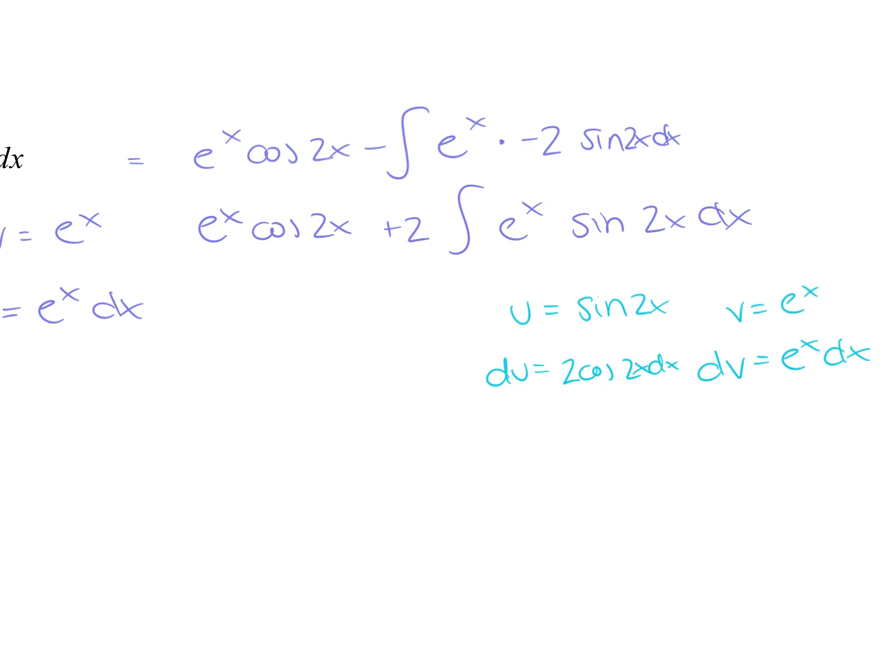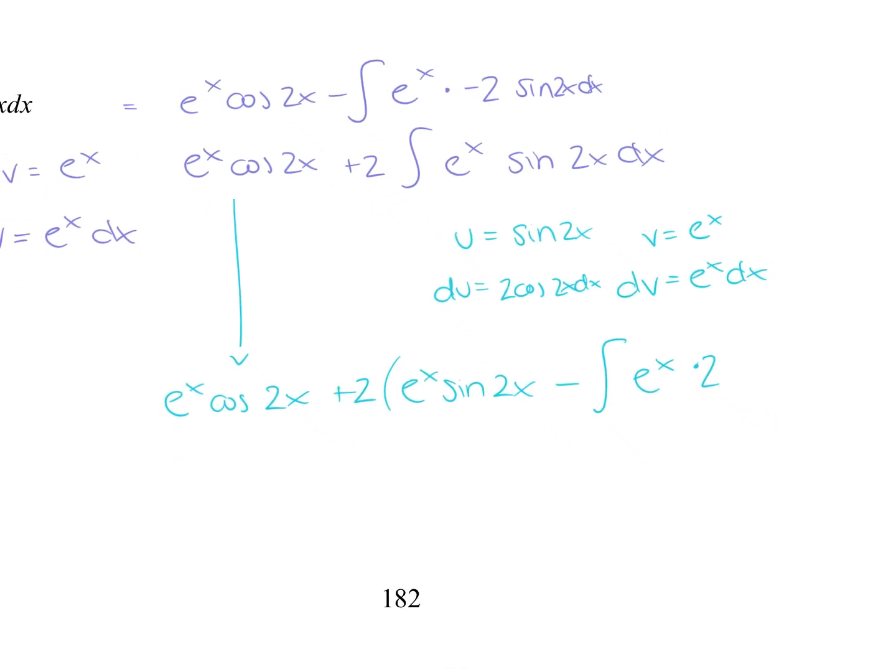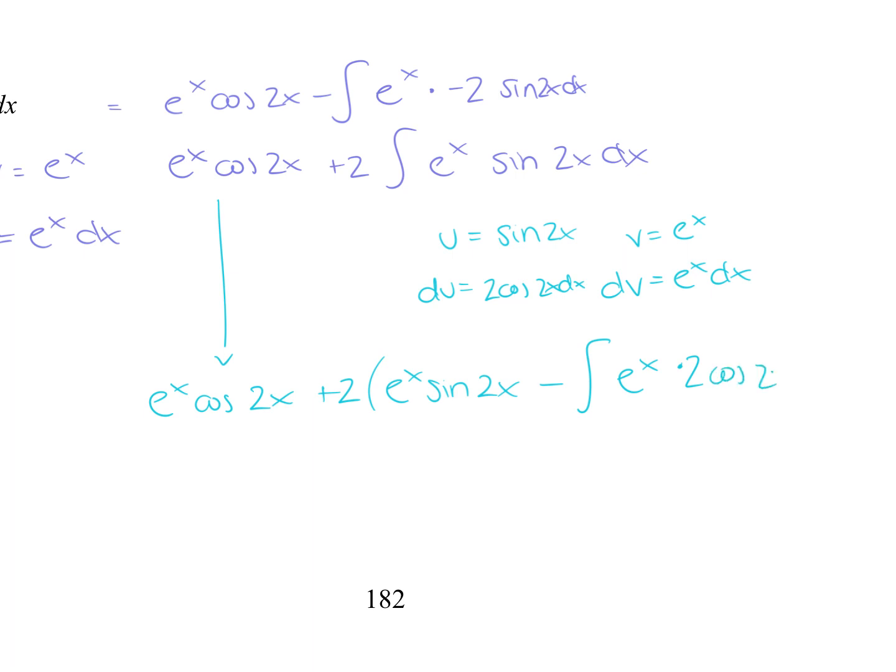So then this initial part stays. I've got my 2 out front, and then I do my uv minus integral of v du. And we're kind of right back where we started, except for that 2. So I have 2 cosine 2x dx. And so you can kind of see this is going to go circular and just keep going and going and going. And there's really nothing you can do to actually use this integration by parts to break it down to the point that you can integrate.